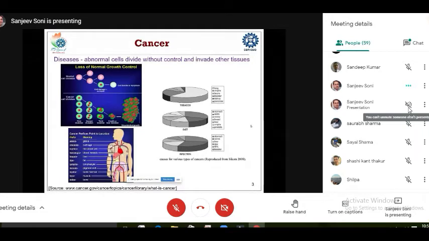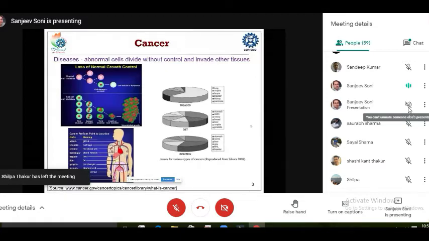Thank you. So if you talk about cancer, cancer is basically a group of diseases. It's not a single disease. There are more than 100 diseases which together we term as cancer. In a normal healthy organ, the healthy cells divide themselves, and at a certain time they also die automatically. This is known as apoptosis, a programmed cell death.